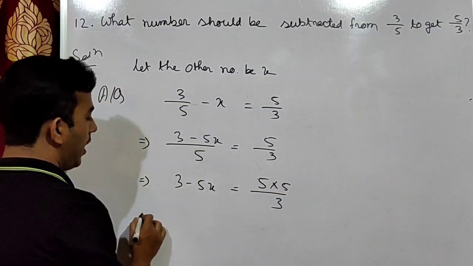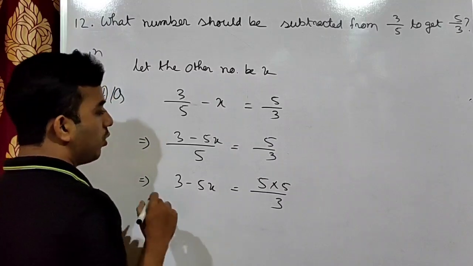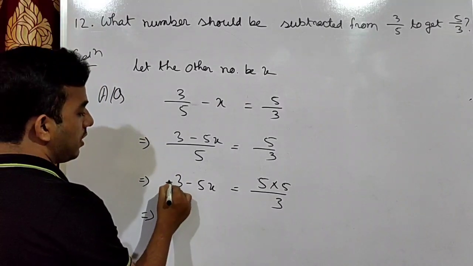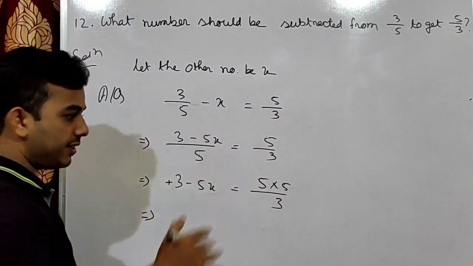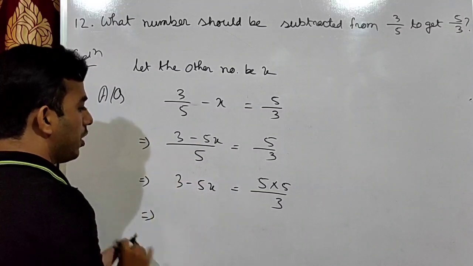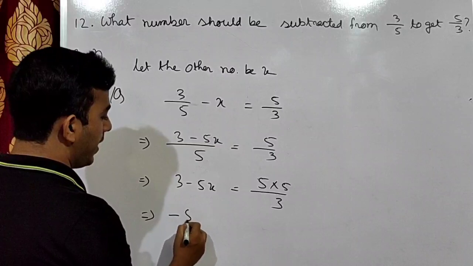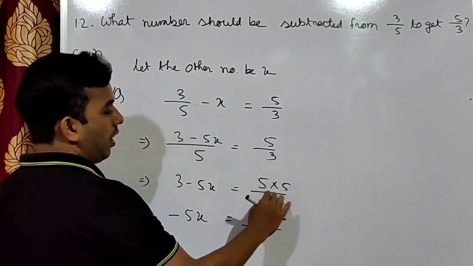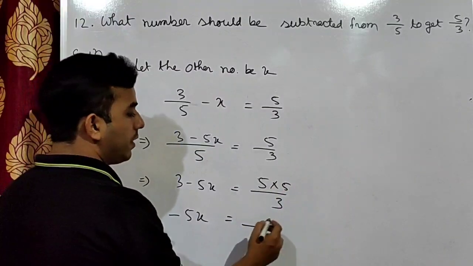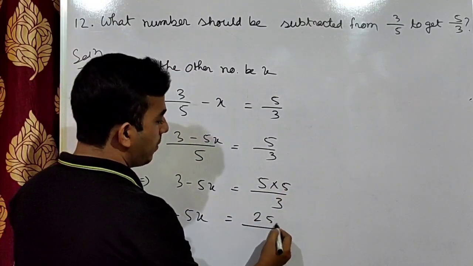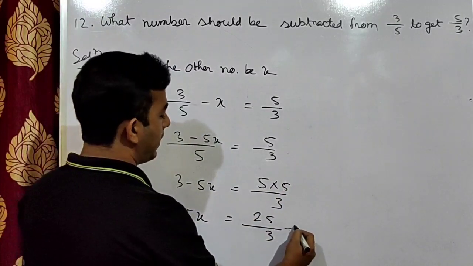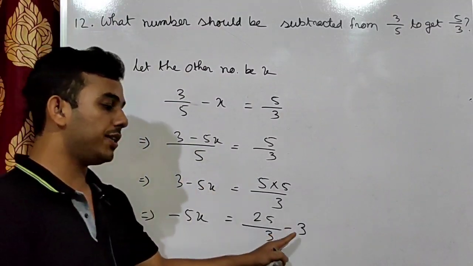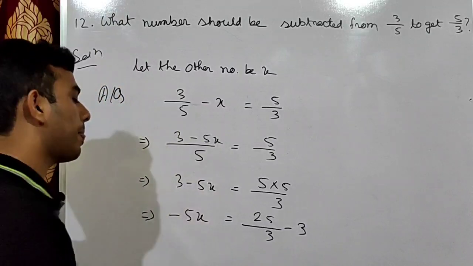Okay. Our next line will be, now look, here 3 is what? 3 is plus, right? 3 is positive. So when we change the side it will be what? Negative. So our next equation will be minus 5x equals, now 5 into 5 is how much? 5 into 5 it is 25. 25 by 3 minus 3. Up to this clear? Here 3 is positive, when we change the side it becomes negative.